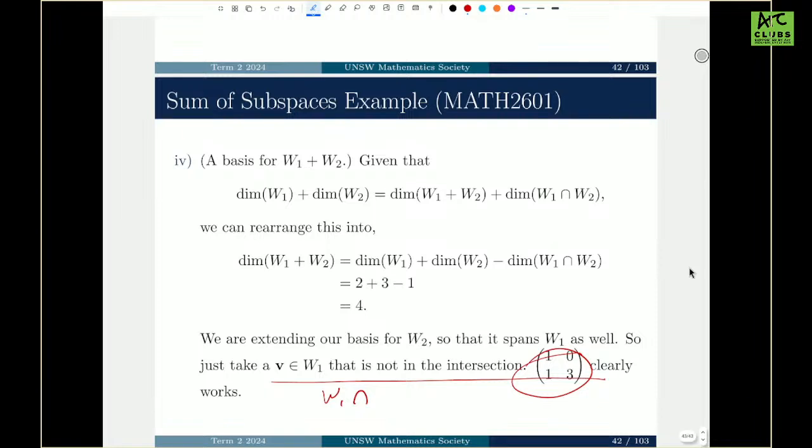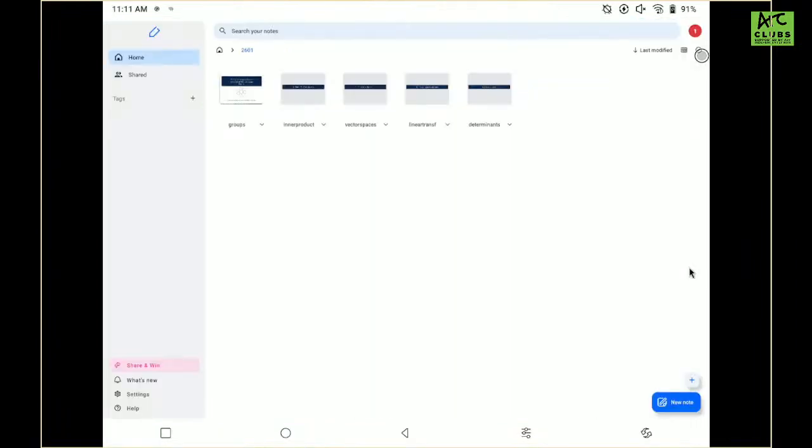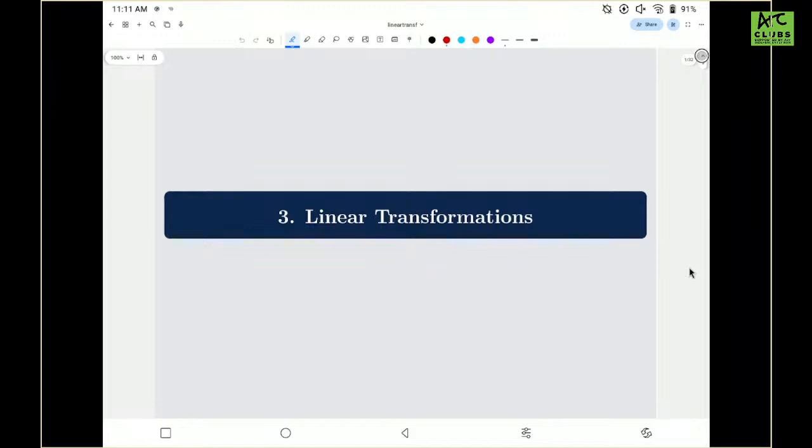Okay, that wraps up vector spaces. Next thing is linear transformations. I'll take a quick 1 to 2 minute break before I start this one though.